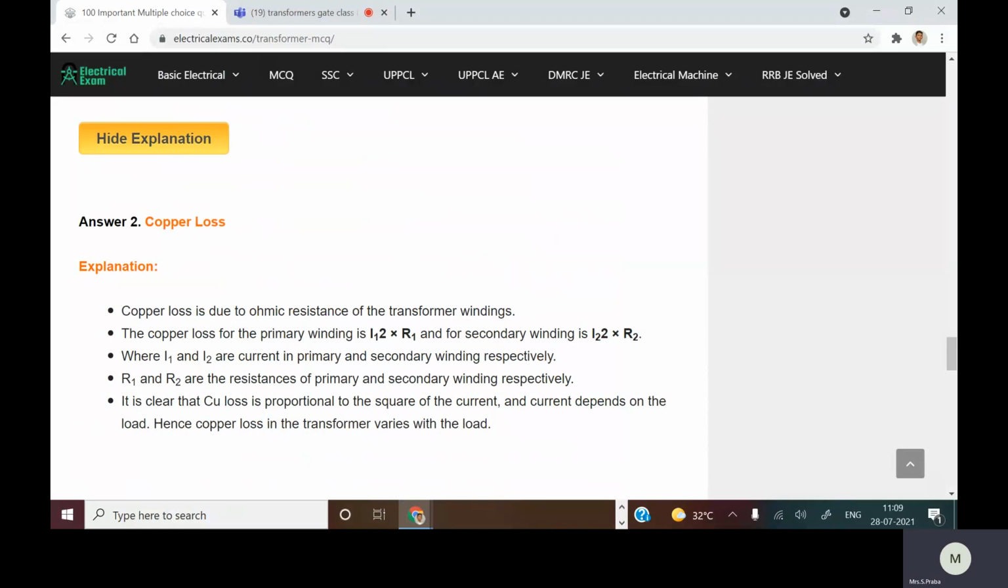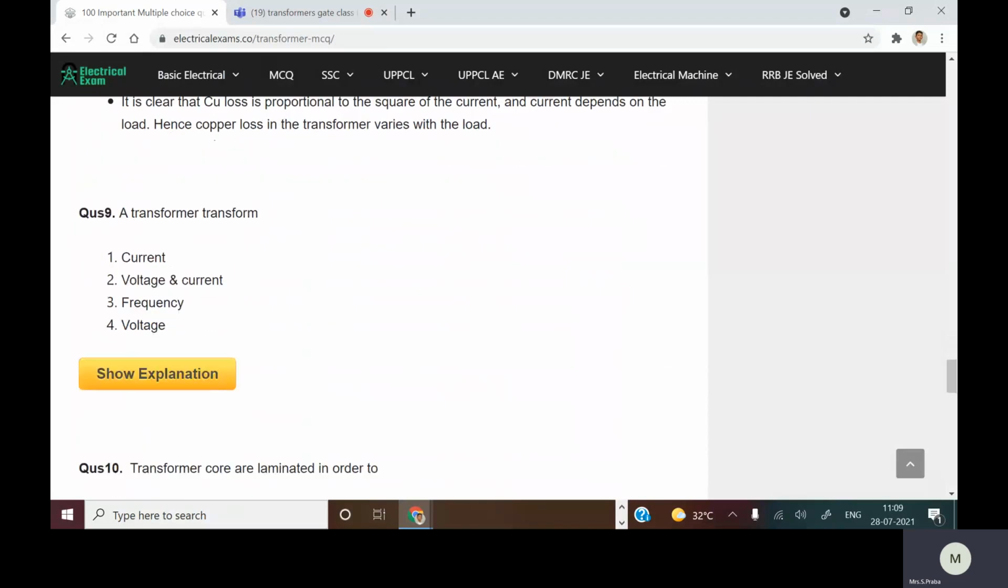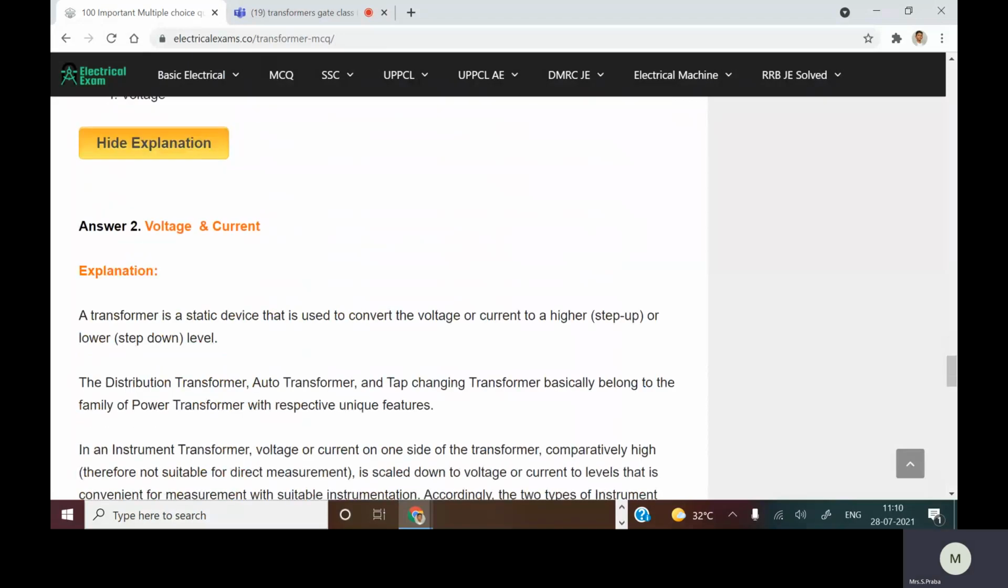Okay, we'll move on to the next question. A transformer transforms what? Current, voltage and current, frequency or voltage. What will it be? We all know that which transforms the current is a current transformer. Voltage, it is a voltage transformer. We'll see, a transformer transforms voltage and current. Yes. It is called a potential transformer and a current transformer.